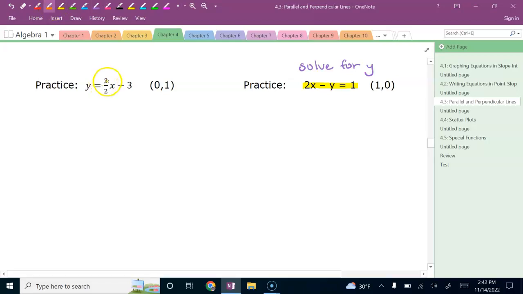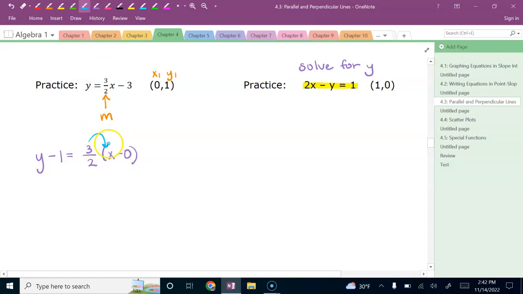So for this first practice problem, that 3 over 2, that's your slope. That's what we want to keep it as. And this 0, 1 would be your x1, y1. So I wrote it as y minus 1 equals 3 over 2 times x minus 0.